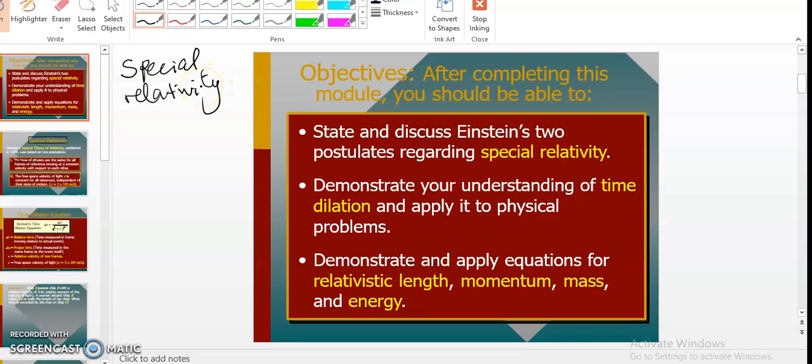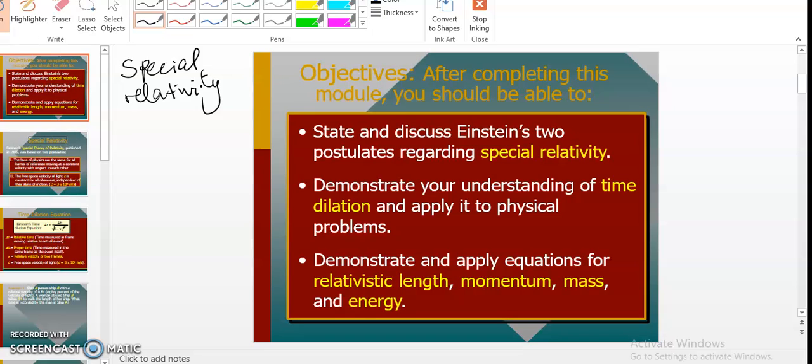By the end of this lesson, you should be able to state and discuss Einstein's two postulates regarding special relativity. Of course, Einstein's postulate is simply an assumption that helps us understand those theories.